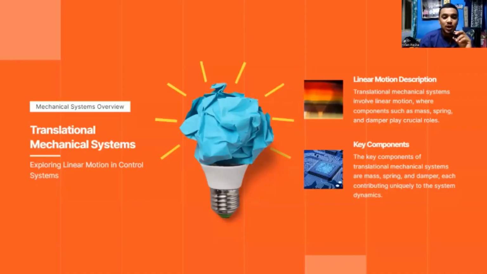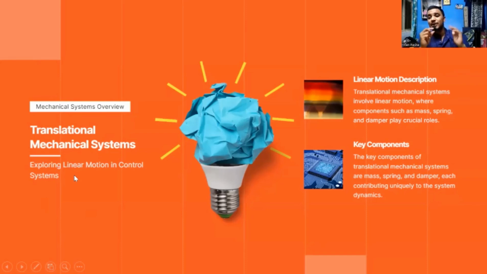Moving on. Now we've jumped to the main part, where we'll be taking a lot of time discussing what these things are and how they work. The first thing to discuss in today's video is the translational mechanical system. This comes under the control system only. So what is a translational mechanical system? Exploring the linear motion in control system.